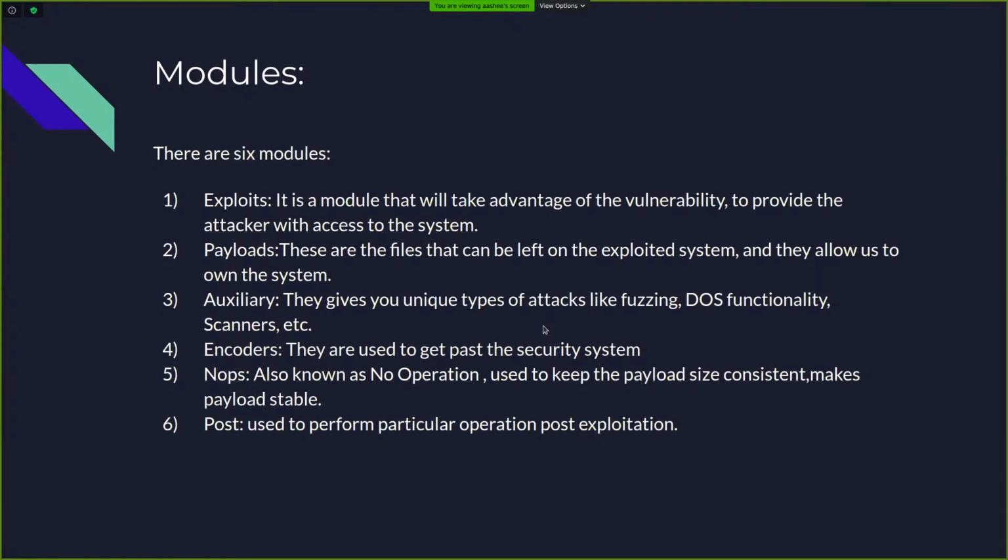We have encoders. Encoders are used to re-encode the payload. They are used to get past the security systems. NOPs are known as no operation. They are used to keep the payload size consistent and make the payload stable. And what is post? As by its name we can guess, it is used to perform a particular operation after the exploitation, post the exploitation.